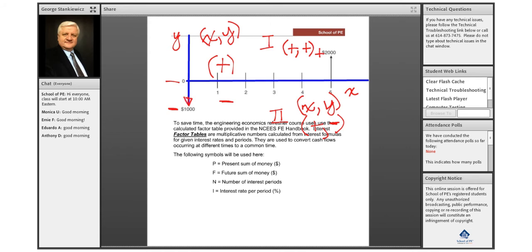So $1,000, that's what's represented here. I take out of my savings $1,000. I take it out, so it's a minus number. Remember, we have to do something with it. So it sits in quadrant 2 as a minus number. And at the end of 5 years, I'm going to get $2,000 for it, and that's a plus number, identified here.